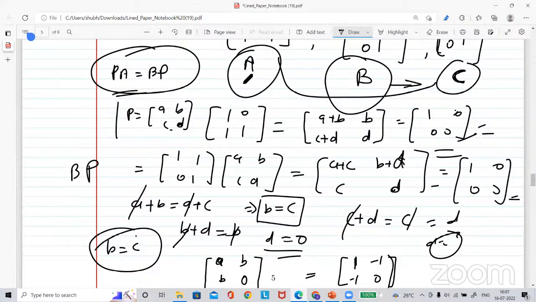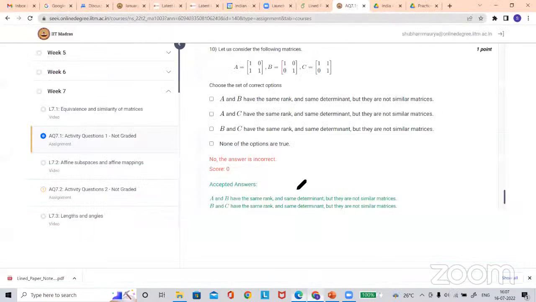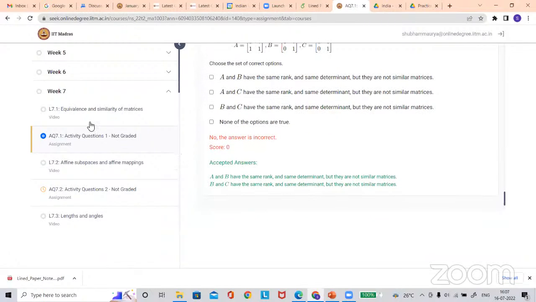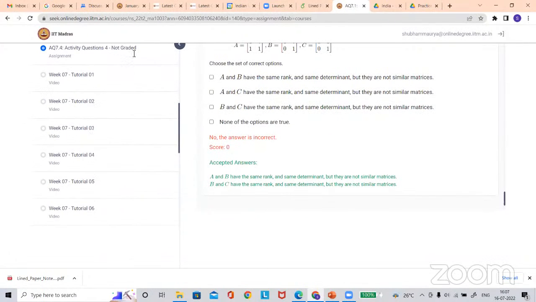If you have any doubt, or maybe it's now 4. So if you have doubt, you can ask, or we can close the session also. Up to you. Anyone have doubt?